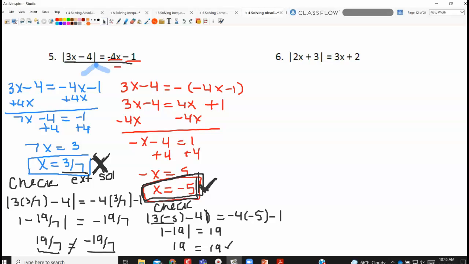So again, in this case, we have one solution instead of two. In the past 4 examples, you had 2. Now we have 1. Let's look at 6. Absolute value is isolated. So we're going to look at the positive and the negative.